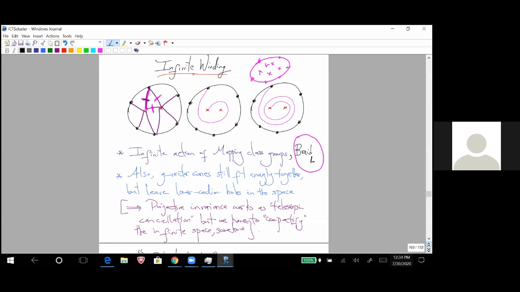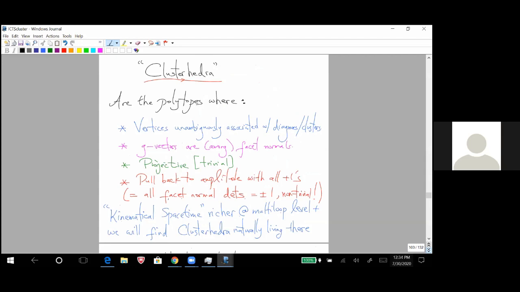Okay, so anyway, that is our challenge. We somehow want to compactify this infinite space to get something finite. Okay, so that's what we're looking for. So we're going to call these clusterhedra. And what the properties we would want for such polytopes are, first of all, we'd like to be able to unambiguously associate the vertices with diagrams or clusters. Okay, so that was the point, is that some polytope whose vertices are clusters.